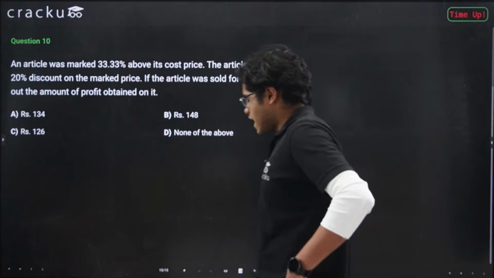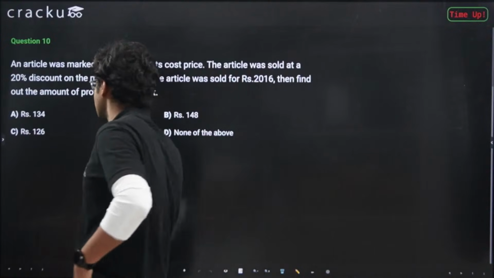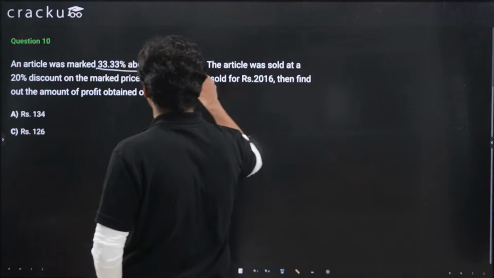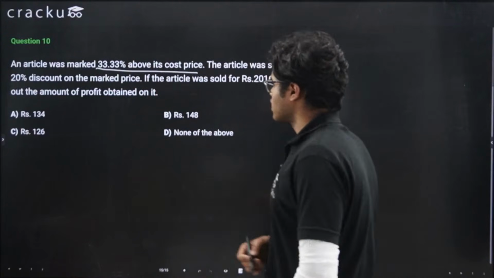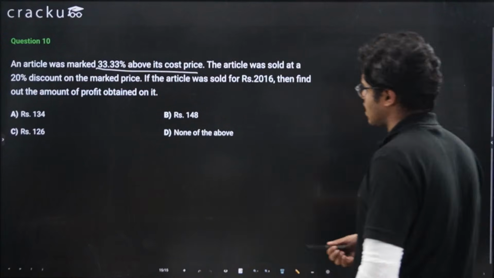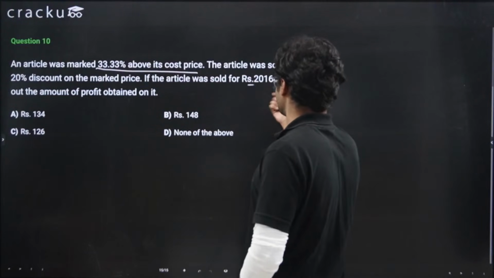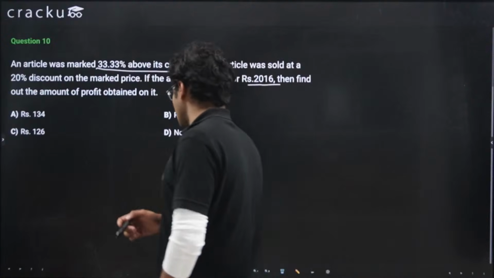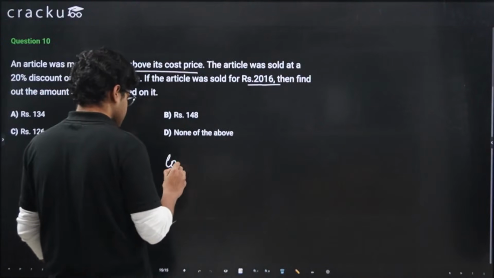Okay, time's up, guys. Let's solve the question. So it is given an article was marked 33.33% above its cost price. The article was sold at 20% discount on the mark price. If the article was sold for rupees 2016, what is the amount of profit obtained?